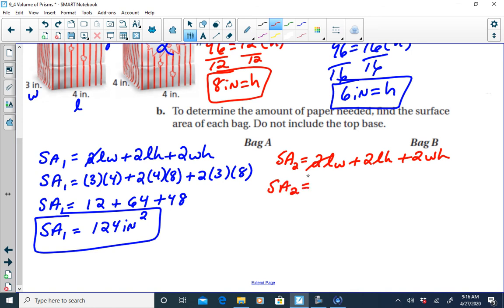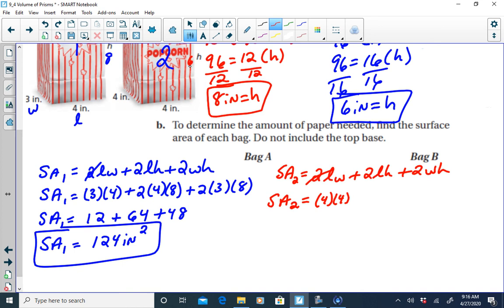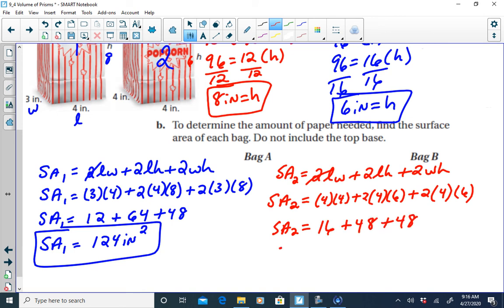So that's going to be 4 times 4 for the length and width. And we know this h is going to be 6, so it's 6 for the h, plus 2 times 4 times 6, plus 2 times width times height, which is going to be 4 times 6. So surface area 2 is equal to, what's that, 16 plus 48 plus 48. So surface area 2 is going to be equal to 112 square inches.